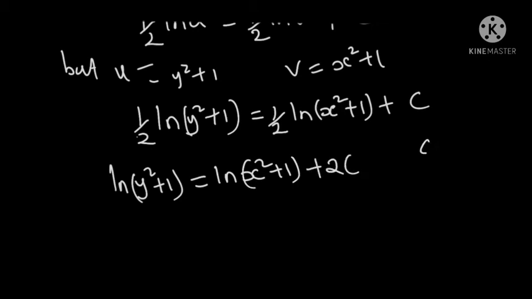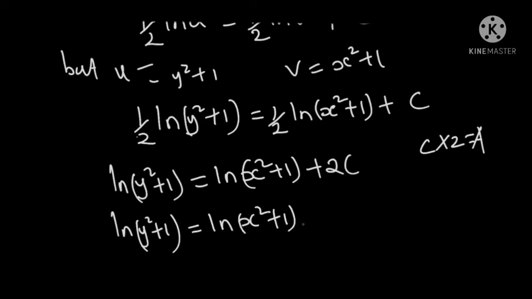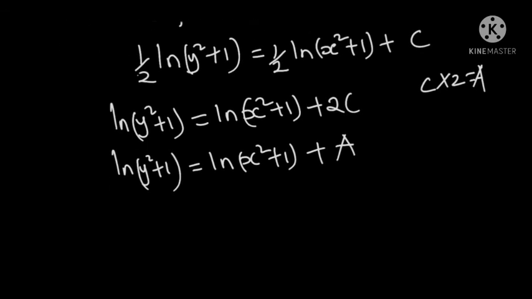Now, c is a constant. A constant times 2 will give us another constant. So the resultant constant, let it be a. So we have ln of y squared plus 1 equals ln of x squared plus 1 plus a. Now, let's raise both sides to exponential.